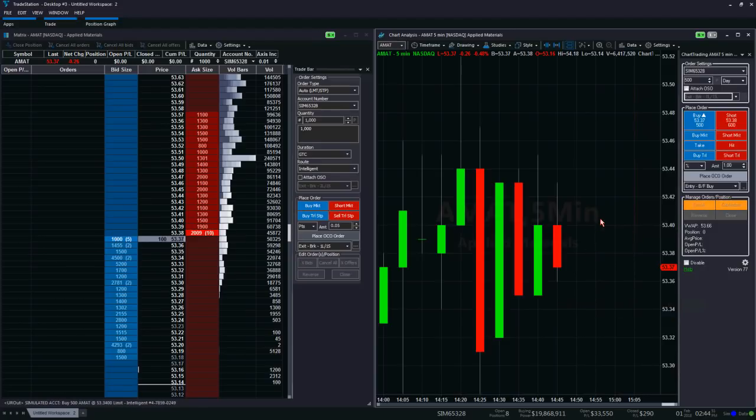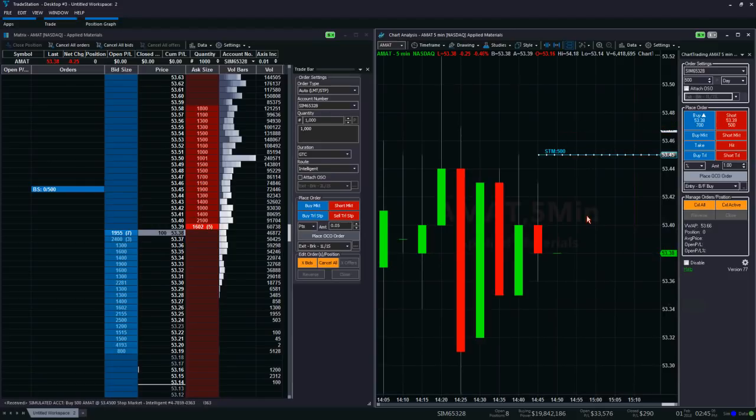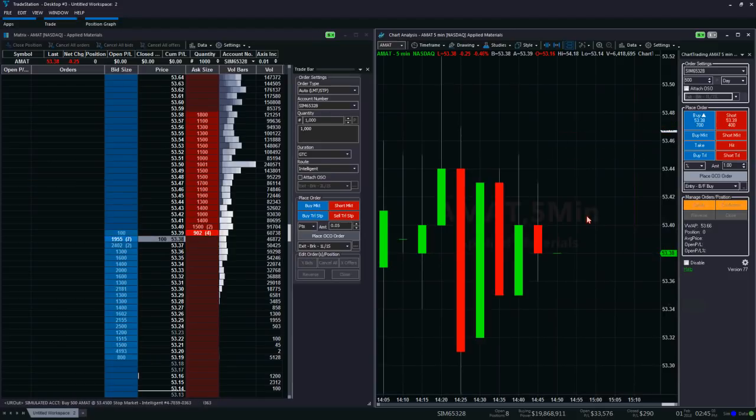If I hold down the control key and I click above the current market, let's say 53.44, that'll be a buy order at a higher price, which is a buy stop. But the functionality is the same. I can click and drag the line, move it anywhere I want. I can press delete on the keyboard to remove it.